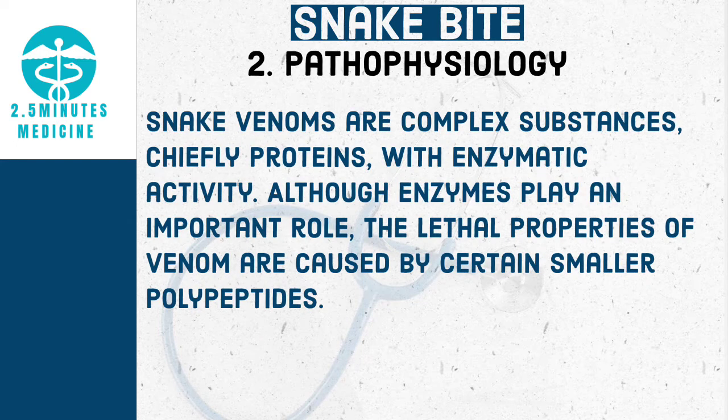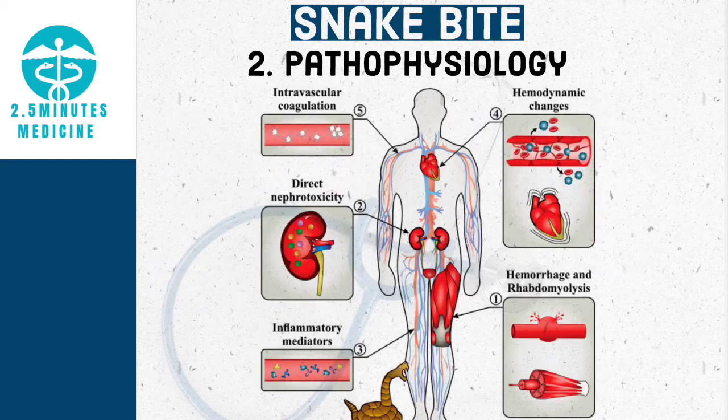Let's start with the pathophysiology of snakebite. Snake venoms are complex substances, chiefly proteins, with enzymatic activity. Although enzymes play an important role, the lethal properties of venom are caused by certain smaller polypeptides. Diagrammatic illustration of snakebite pathophysiology.